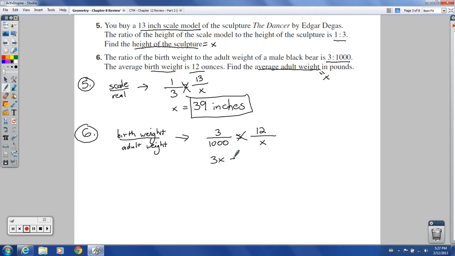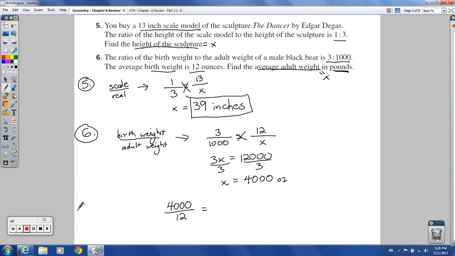This ends up being 3X is 12,000. And you divide both parts by 3 there. That means X equals 4,000. Now there isn't a black bear that I know of that weighs 4,000 pounds. The birth weight's in ounces, that means this is also in ounces. But we're supposed to find the adult weight in pounds. So what do we need to do with that number? We need to know how many ounces there are in a pound. That number is 12. So there's 4,000 ounces divided by 12.